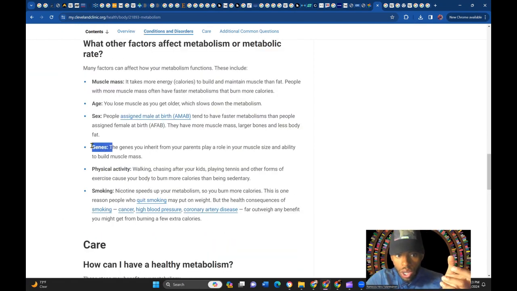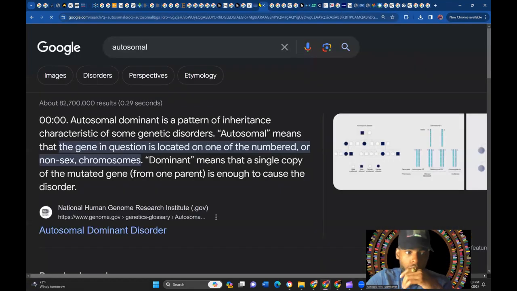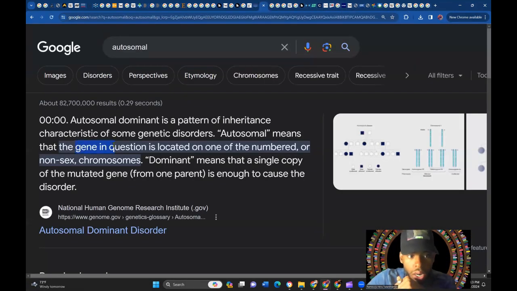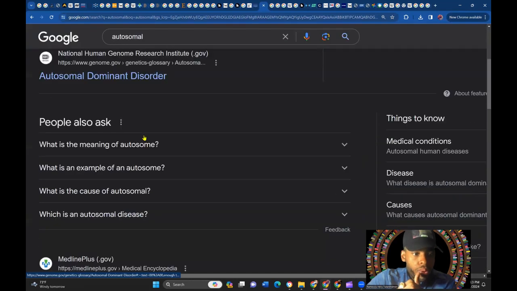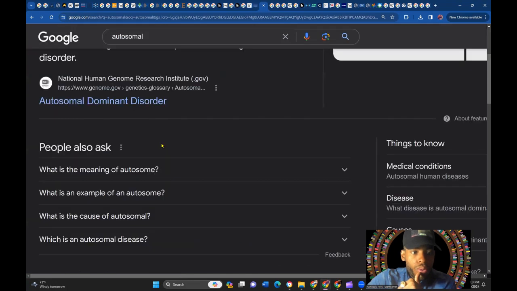These genes, right? The genes you inherit from your parents, which, real quick, let me show you something about that. Autosomal. There it is right there, right? The pattern of inheritance. No, we don't want this, that's the disorder. We don't want the disorder.